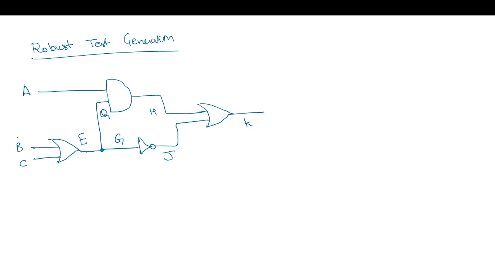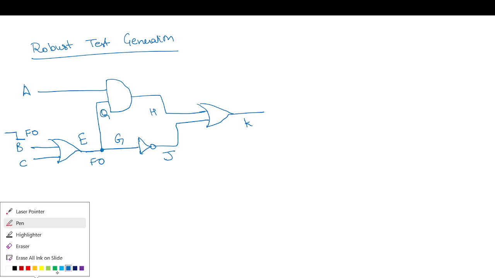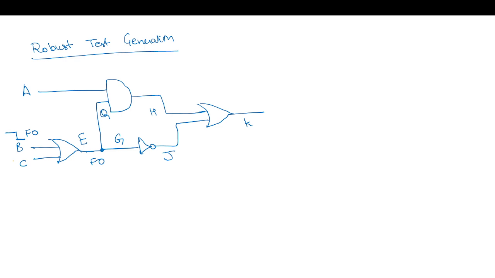Now if we have a falling transition here at B, this can be represented as F0. Now we want to propagate this transition to the output. The idea is that if any one of the gates is having more delay, that will change this transition, that will delay this transition. Now we want this F0 here. To get this F0 here, this is a controlling value, so it can be U0. So C should be U0.